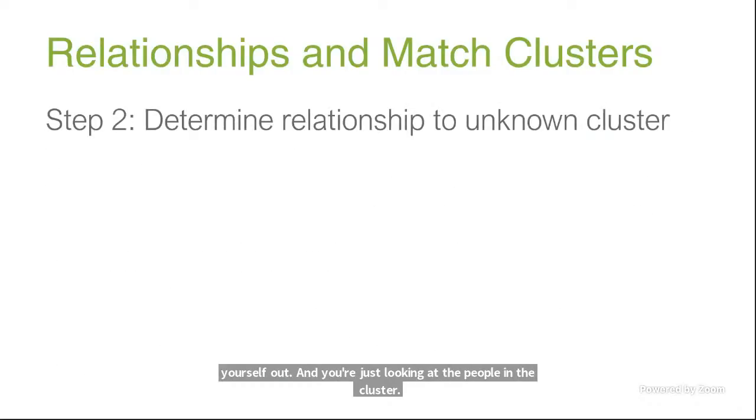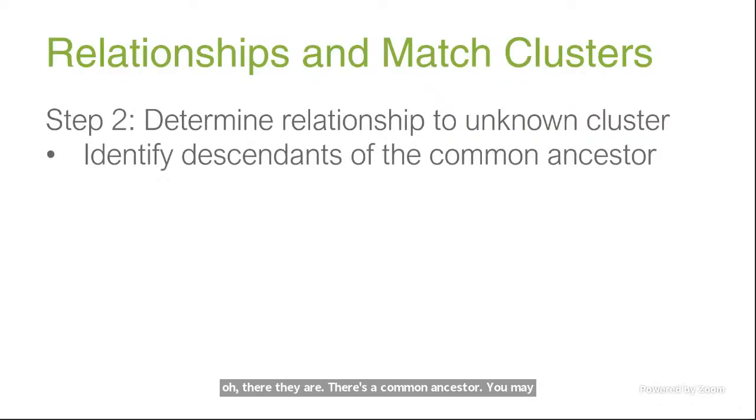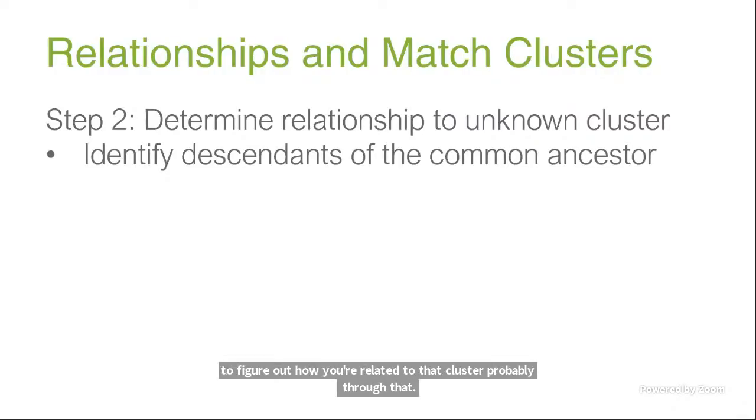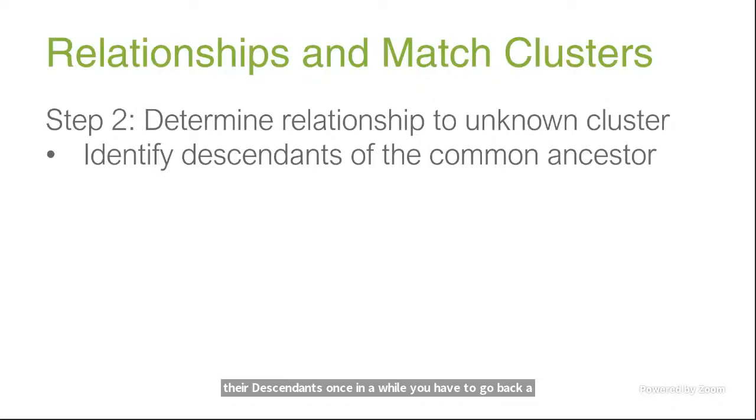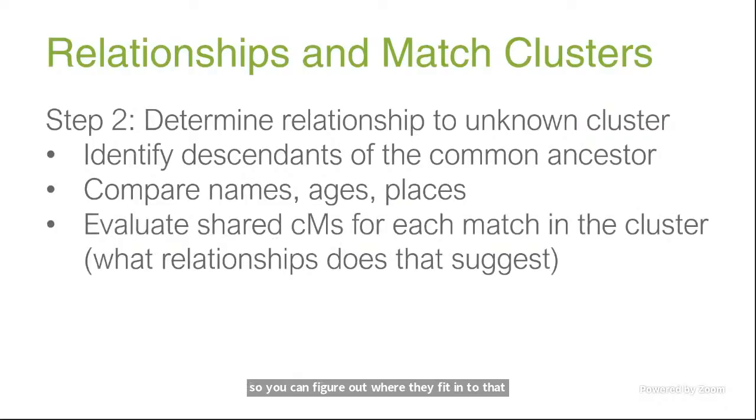The second step then, once you've actually said, oh, there they are, there's a common ancestor, is you need to figure out how you're related to that cluster, probably through that common ancestor. So you usually start with that ancestor and then you identify their descendants. Once in a while, you have to go back a generation or two and identify additional descendants. And what you're going to do is compare names, ages, places where the descendants settled based on what you know of the ancestor you're researching, so you can figure out where they fit in to that cluster.